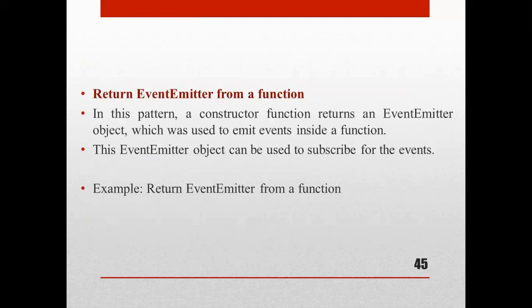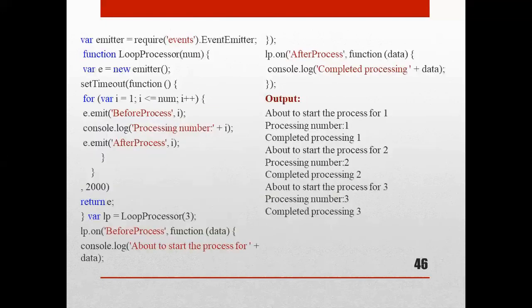In this pattern, a constructor function returns an event emitter object which is used to emit events inside a function. So this event emitter object can be used to subscribe to the events. Here we will see one example for return event emitter from a function.